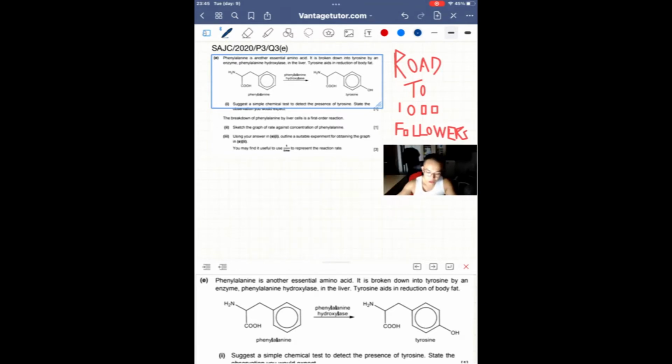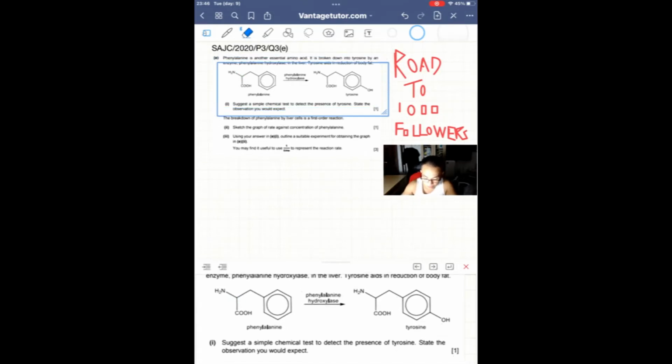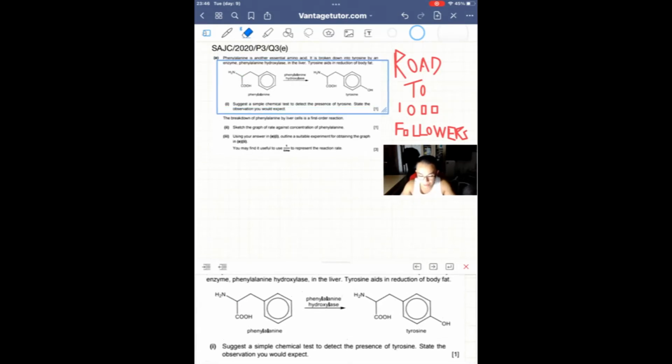Now let's look at this question, phenylalanine. Okay, this is a carboxylic acid, so even though this is not very relevant to what I'm talking about today, carboxylic acid basically is this carbon in green right here. On the left is some carboxylic acid, on the right is some amine, hence the amino acid name. Okay, so this is a form of your amino acid, phenylalanine. Don't need to memorize, I think there's like 20 of them. Okay, so this question basically is asking for, suggest a simple chemical test to detect the presence of tyrosine and state the observation that you would expect.